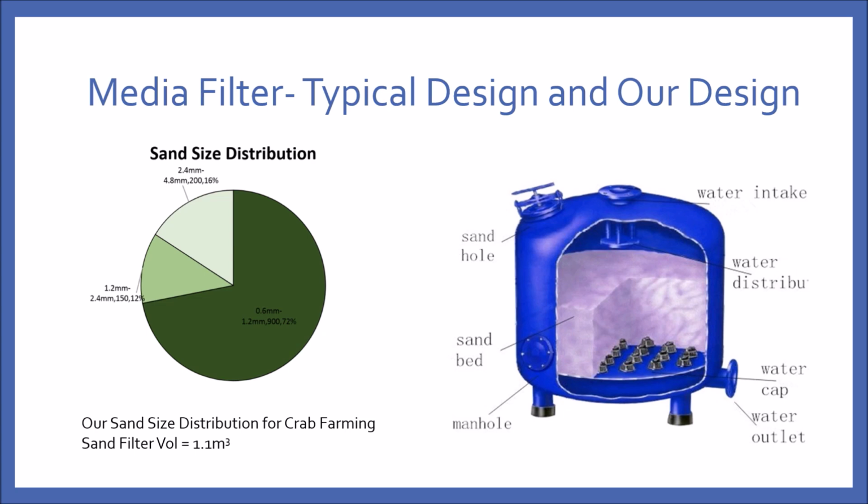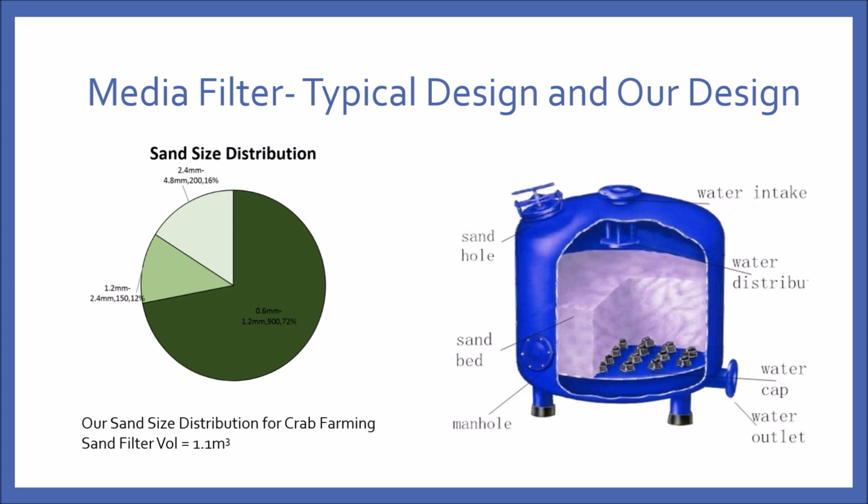So in our case, we have shared with you the type of sand size distribution we are utilizing in our system. The sand filter volume is about 1.1 cubic meters, and 72% of it is what we call the fine sand of 0.6 mm to 1.2 mm, and 12% of it is sand that has a diameter from 1.2 mm to 2.4 mm. The largest type of sand distribution we have is from 2.4 mm to 4.8 mm, which accounts for about 16%. It is important to know how to design your sand size distribution.